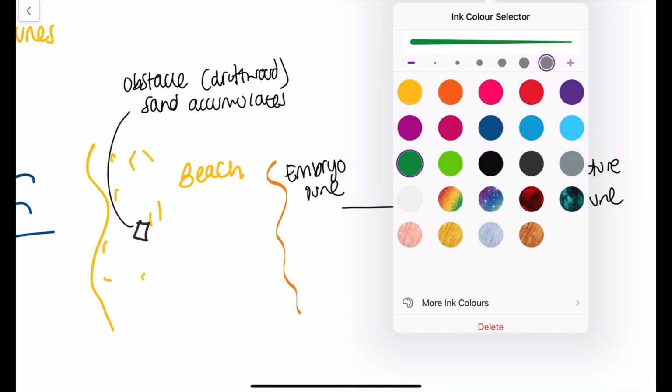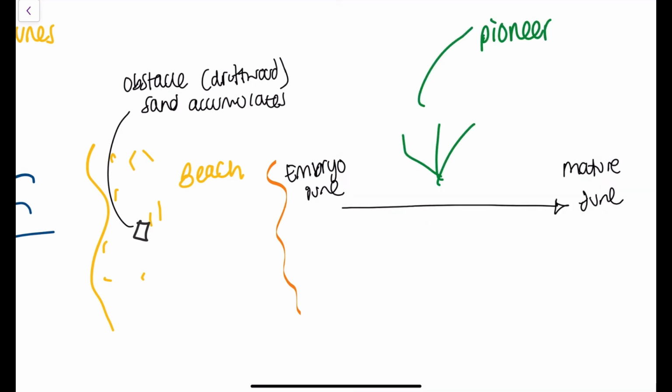Dunes form in a succession, with the first being embryo dunes, and the very last at the back of the sand dune is a mature dune. So these are all the different landforms of coastal deposition.